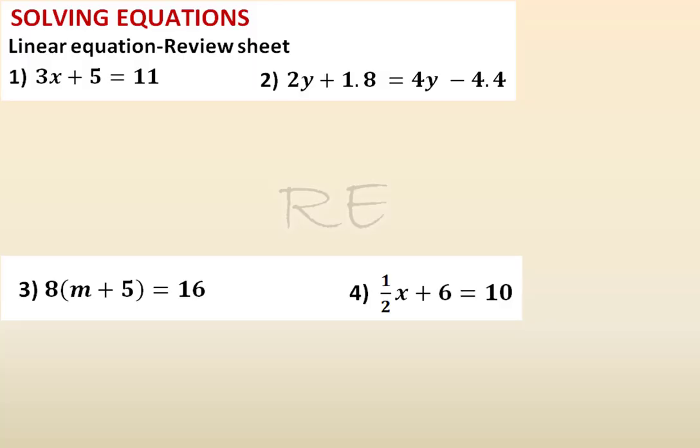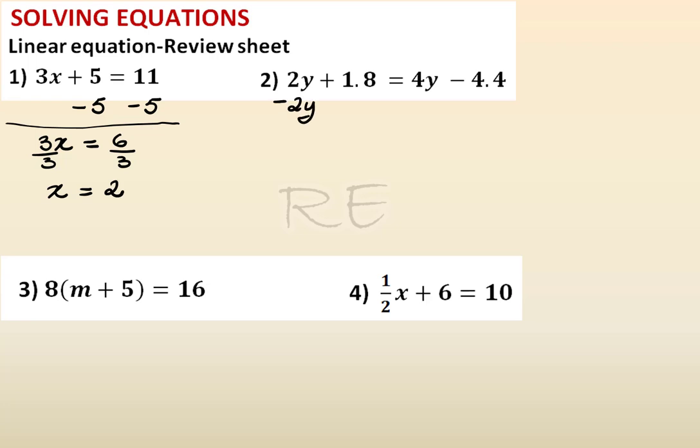Solving equations. 3x plus 5 is equal to 11. This is part of the linear equation review. We need to subtract 5 from both sides. 3x is equal to 11 minus 5, which is 6, and divide both sides by 3. Therefore, x is equal to 2.